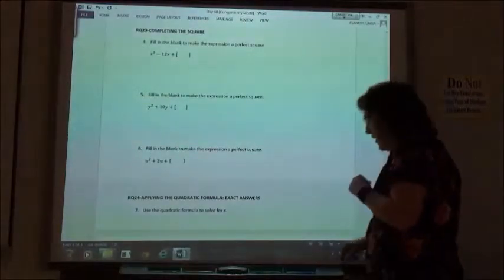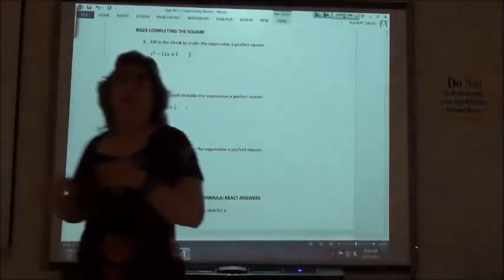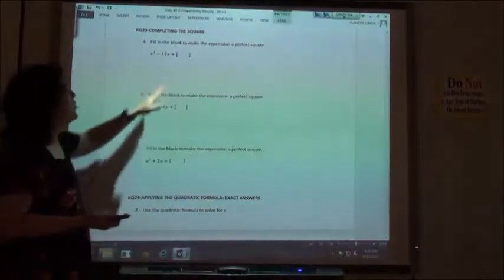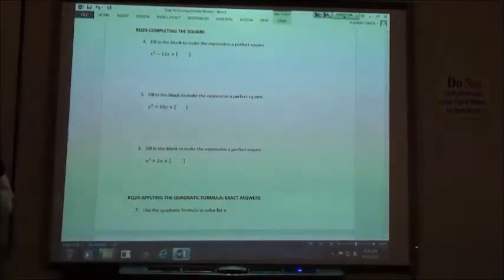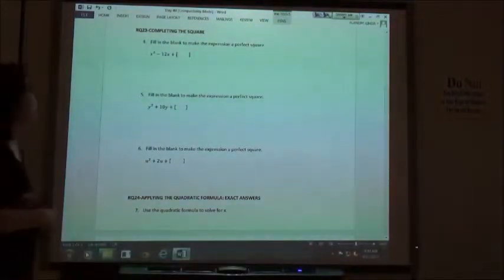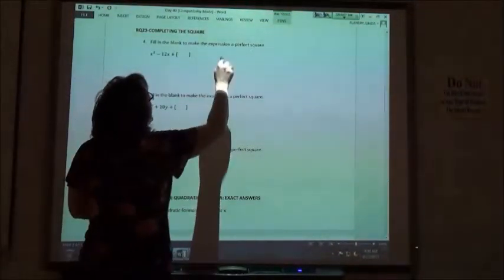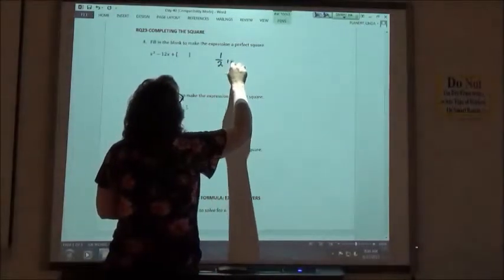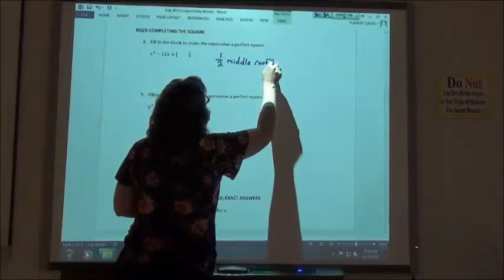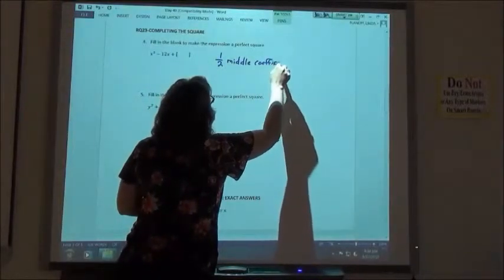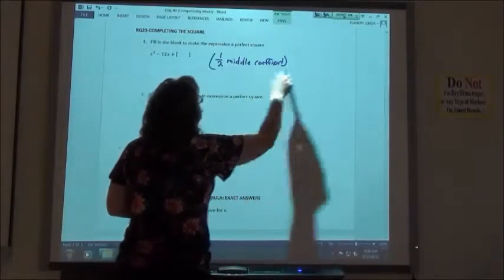Number 4, we are doing completing the square. When you do completing the square, you're trying to find the value on the end that is a perfect square, that when you factor it out, it factors into the same two factors twice. So how we complete the square is we're going to take half the middle coefficient squared.